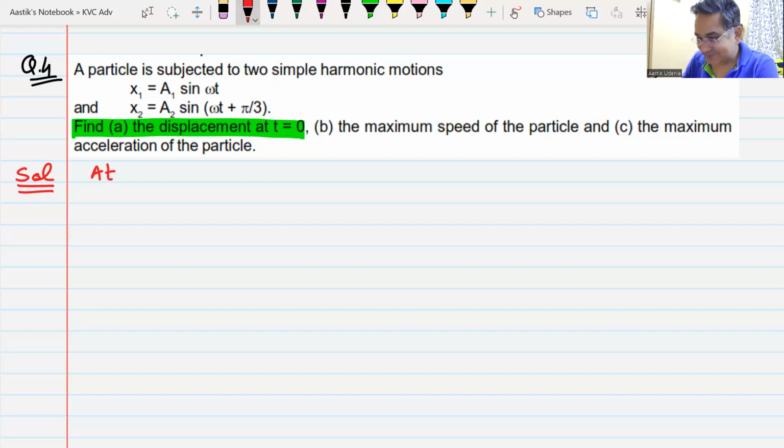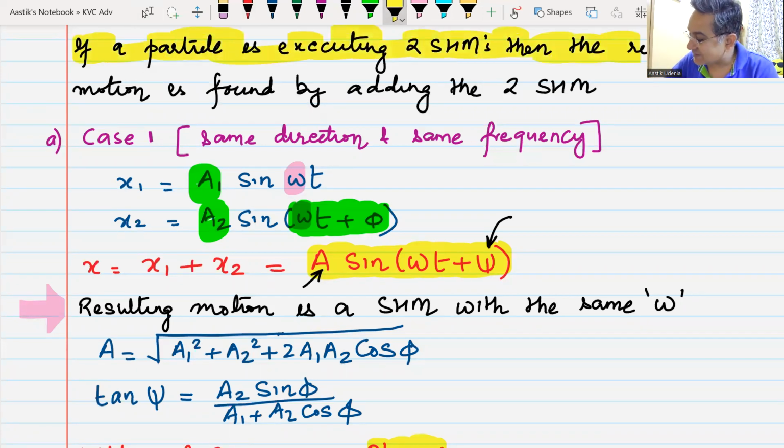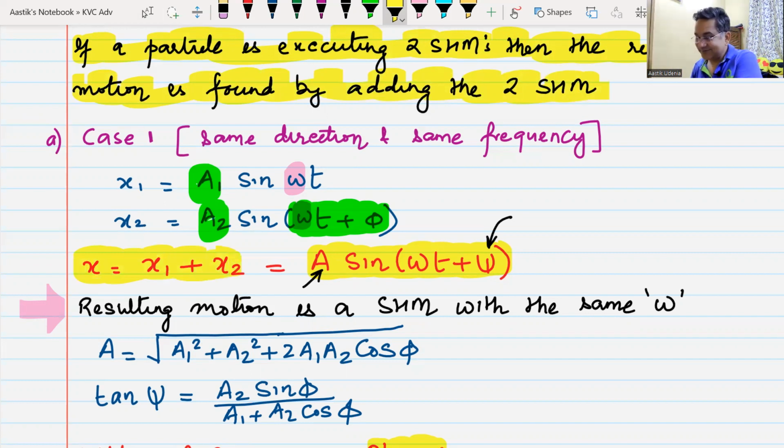Now see, at t is equal to 0. Now, you remember how did we write the displacement of the resultant waves? You read this. If a particle is executing 2 SHM, then the resultant motion is found by adding the 2 SHM. X is equal to x1 plus x2. We remember this? Yes, sir. Pakka na? Yes, sir.